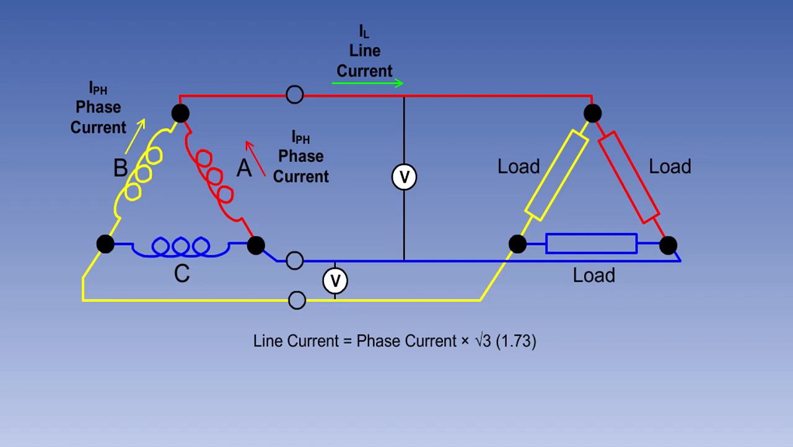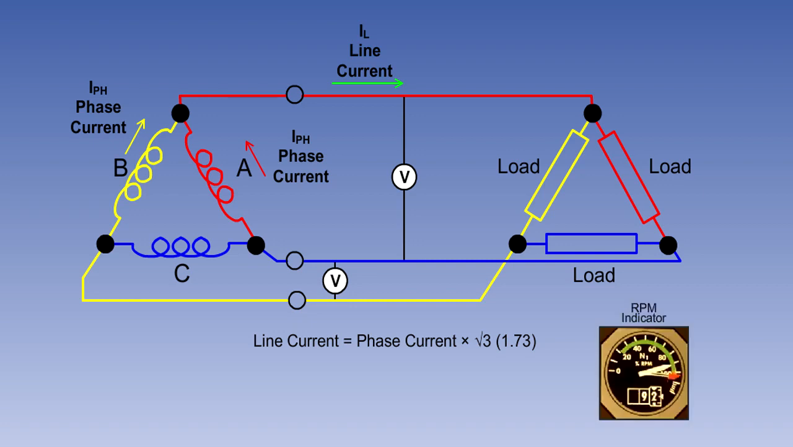This type of connection is not normally used in aircraft electrical power systems, because it cannot cope with unbalanced loads, as there is no neutral point. However, it may be used for rotational speed sensing equipment, such as in engine RPM indicating systems.